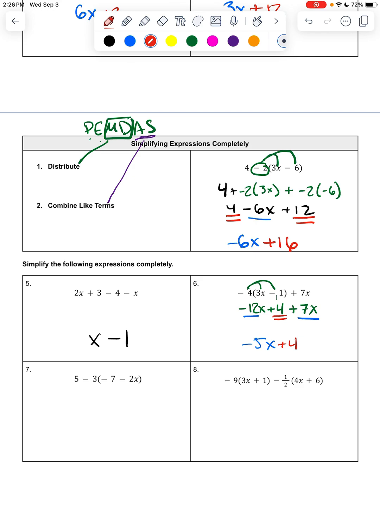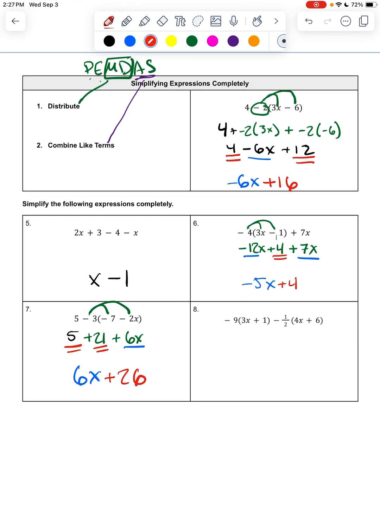Number 7. If you have parentheses, distribute before you combine like terms. So negative 3 is going to get multiplied into this set of parentheses. 5 stays. Negative 3 times negative 7 becomes plus 21. Negative 3 times negative 2x becomes plus 6x. I look for my variable first. There's 6x. There's no like terms. I write it 6x. 5 and 21 are like terms though because they're both constants. So plus 26.